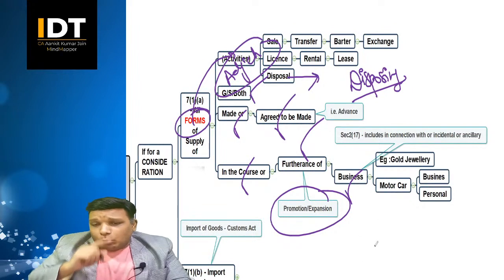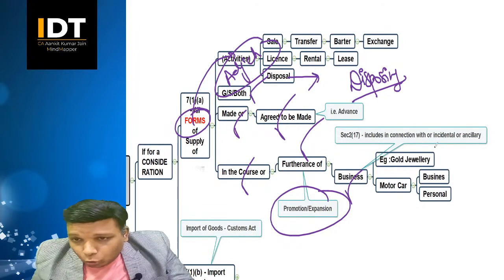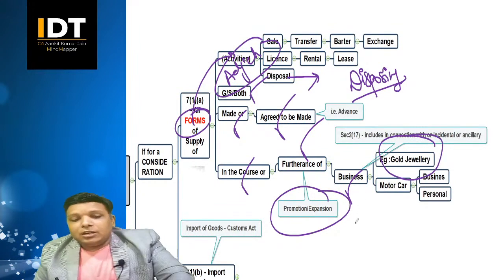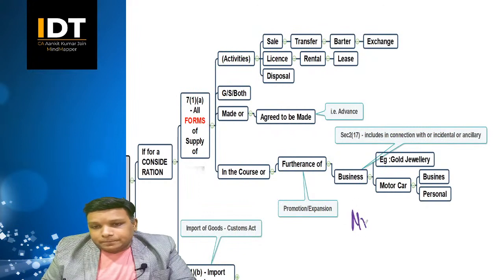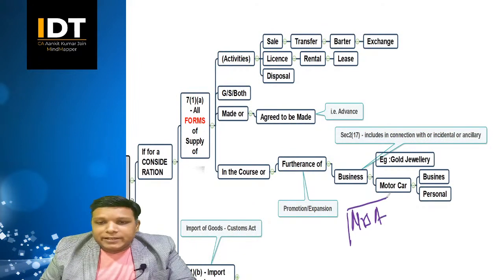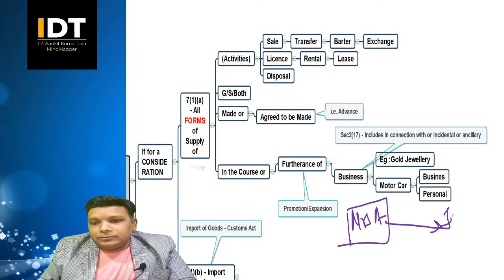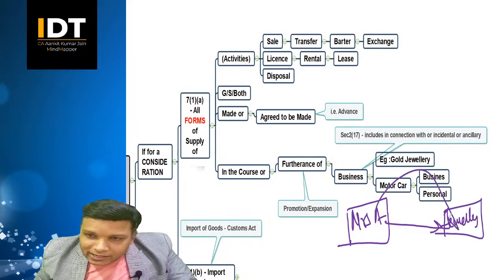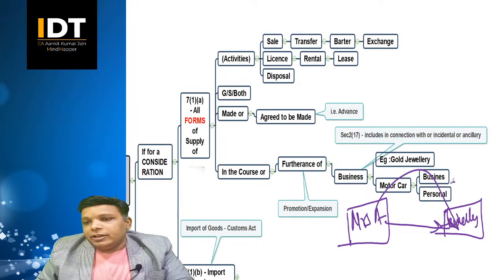Now suppose motor car का हम बात करते हैं, we'll take one example of gold jewelry. First let's discuss the gold jewelry aspect, right? So here there's a Mr. A, Mrs. A, right? Mrs. A is there, she goes to a jeweler and she sells her jewelry worth, say, 50 lakh rupees.